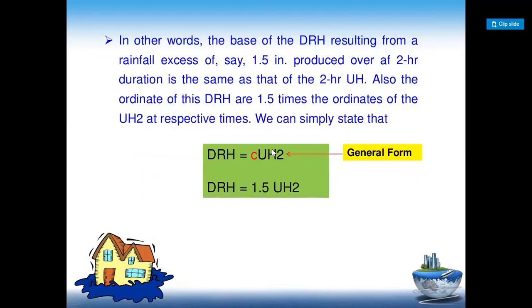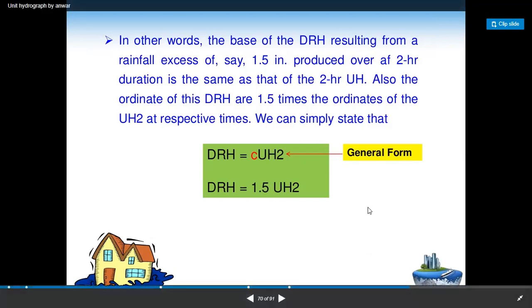In other words, the base of the direct runoff hydrograph resulting from a rainfall excess of say 1.5 in produced over a 2 hour duration is the same as that of the 2 hour unit hydrograph. Also, the ordinates of this direct runoff hydrograph are 1.5 times the ordinates of the unit hydrograph UH2 at the respective times. We can simply state that DRH is equal to 1.5 times unit hydrograph UH2.